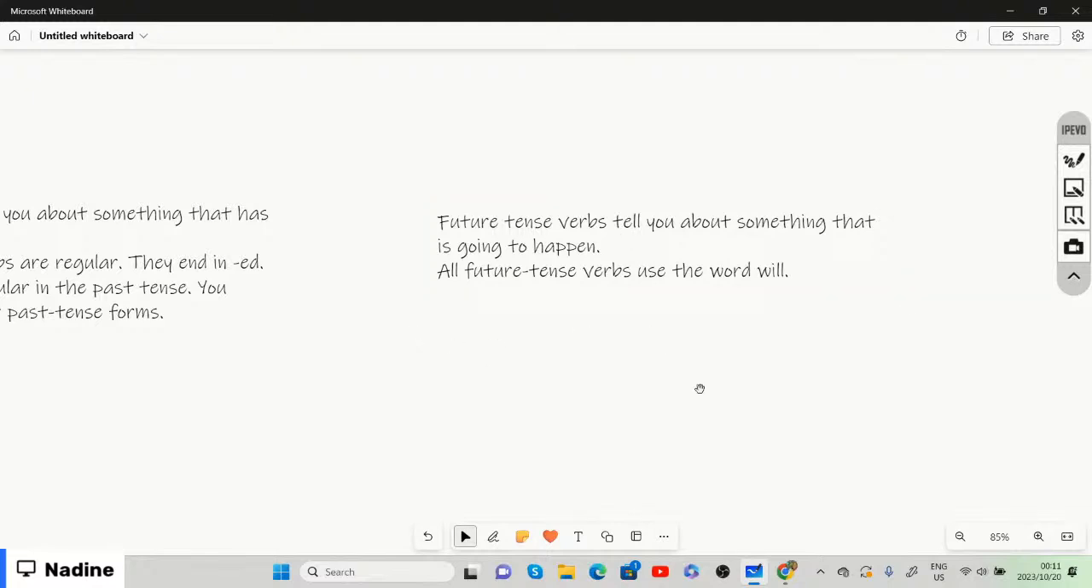And then we have our future tense verbs. They tell us about something that is going to happen. It is in the future. It hasn't happened yet. It must still happen. It is going to happen. And all future tense verbs use the word will.